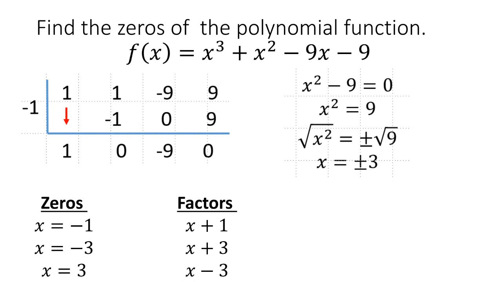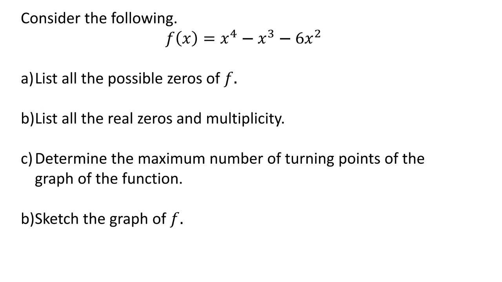It's good to know, or to practice on some homework problems, that you are asked to write the function as a product of linear factors. So these are the factors that are produced from -1, -3, and 3. The linear factors are x plus 1, x plus 3, and x minus 3. All right, so let's go ahead and do this example now.